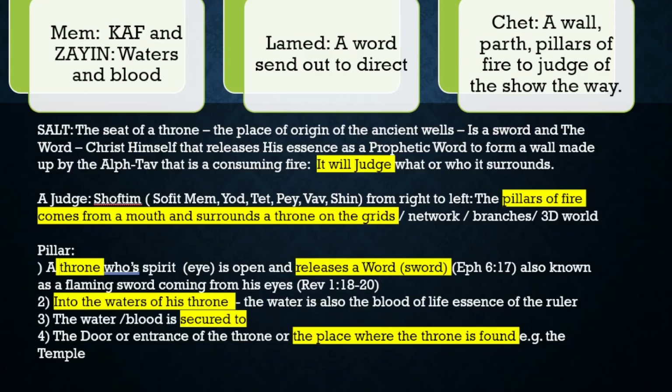This, what he's releasing, the water and the blood, is secured or connected to a door or an entrance of the throne, which is a place where the throne is found.